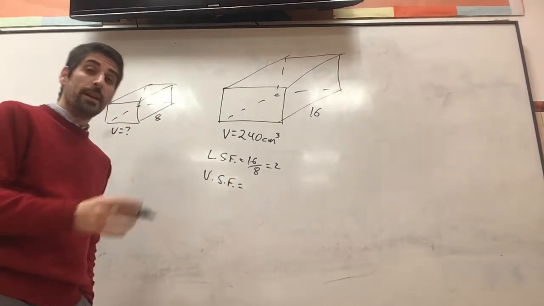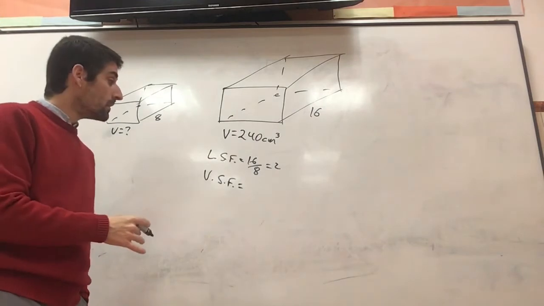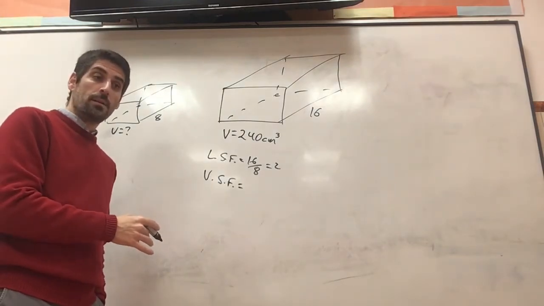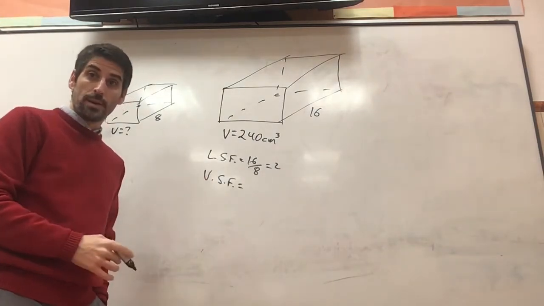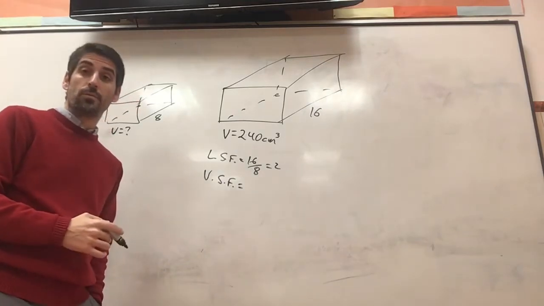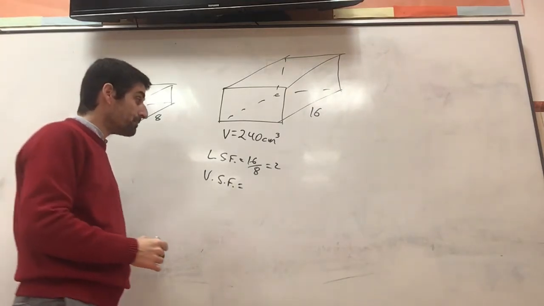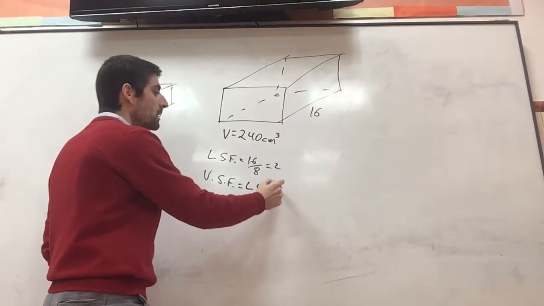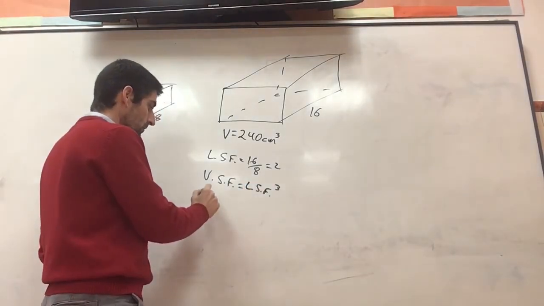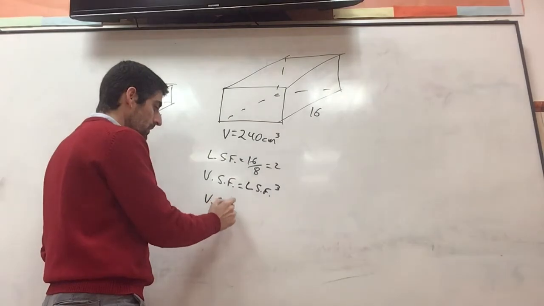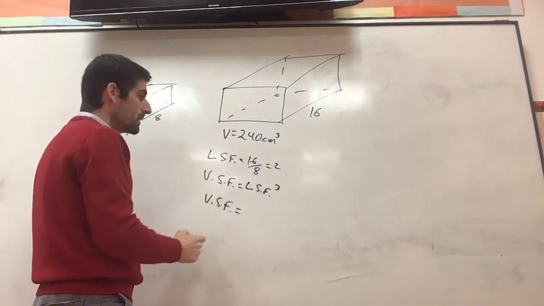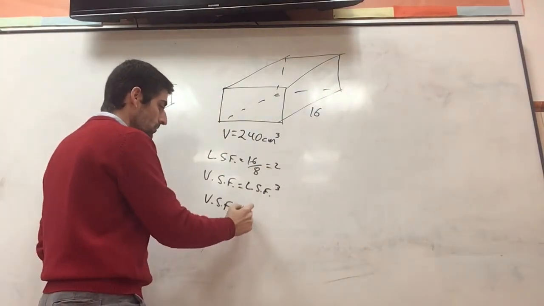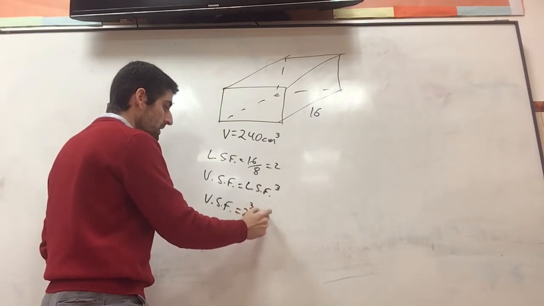So, if the area scale factor was the length scale factor squared, what do you think the volume scale factor is going to be? It's going to be the length scale factor cubed. So the volume scale factor between these two shapes is the length scale factor 2 cubed, which is 8.